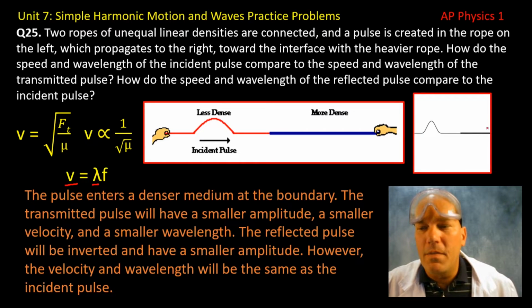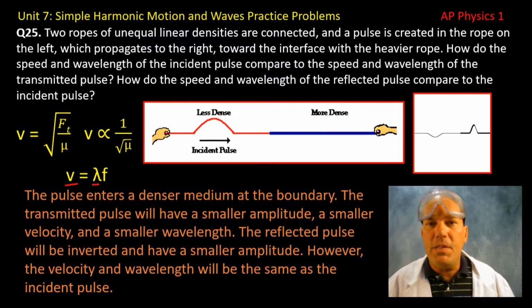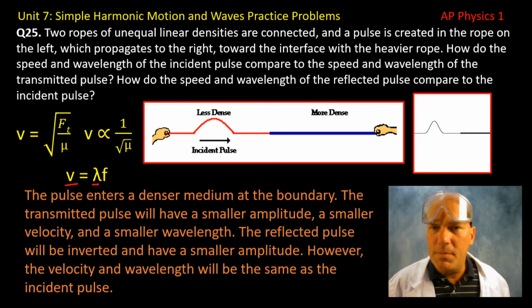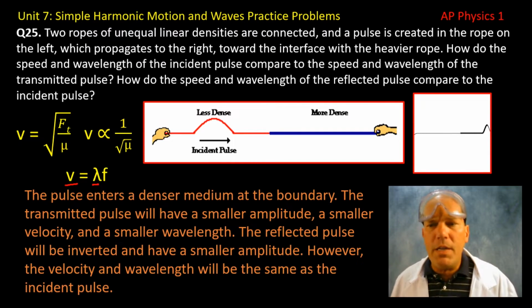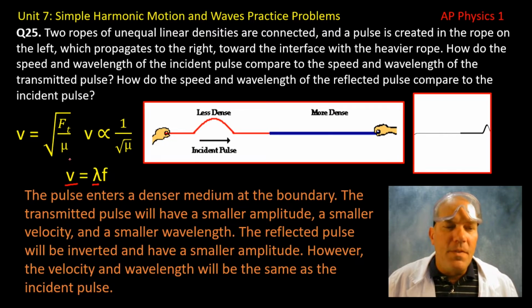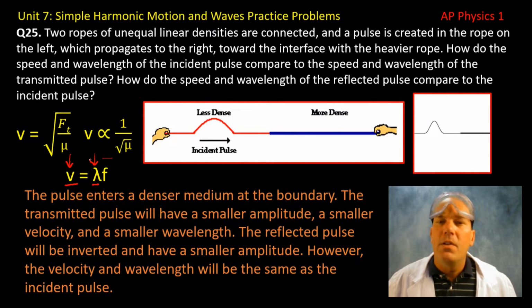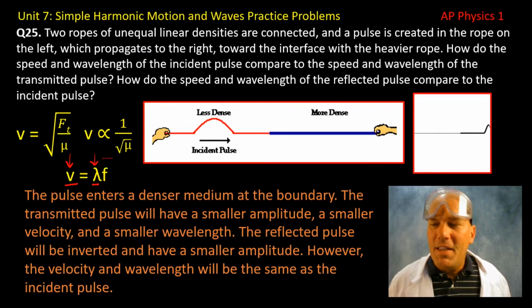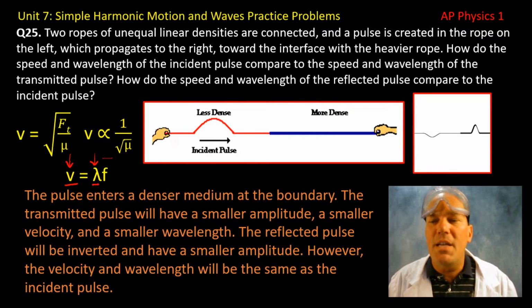What about wavelength? What about wavelength of the transmitted pulse? Now, the reflected pulse we said was the same because the speed was the same. Frequency didn't change. Lambda must be the same. But what about for the transmitted pulse? You can see from this animation the wavelength has decreased. Again, mathematically, guys, look. If this goes down and this stays the same, then this must also go down. So the wavelength is smaller for the transmitted pulse.